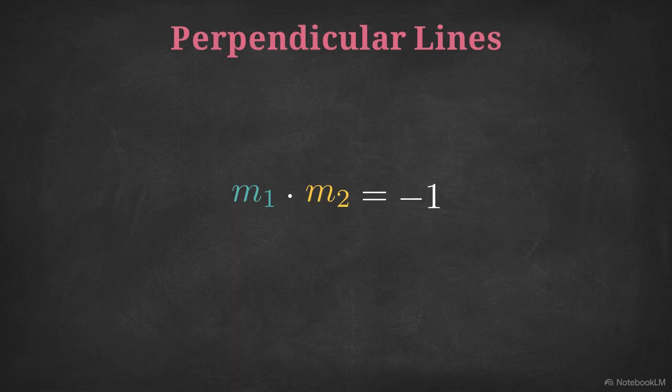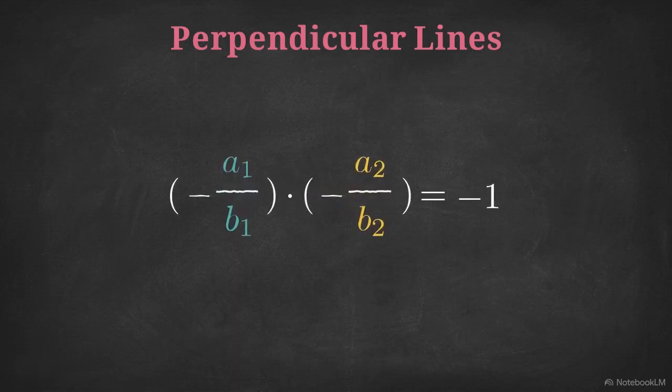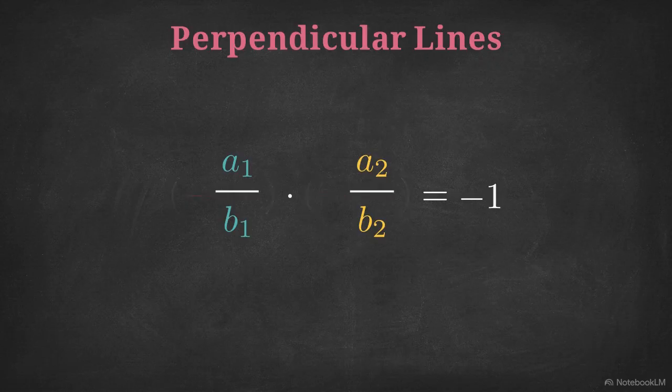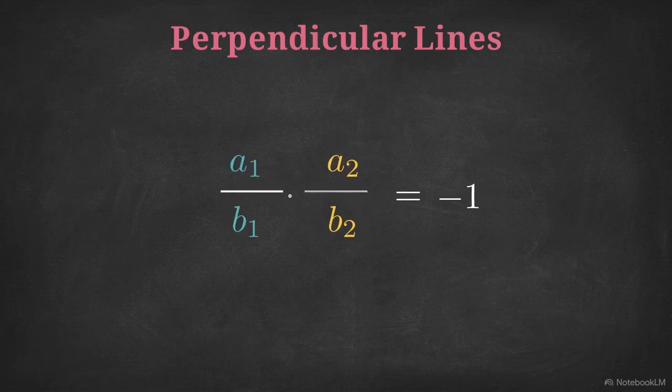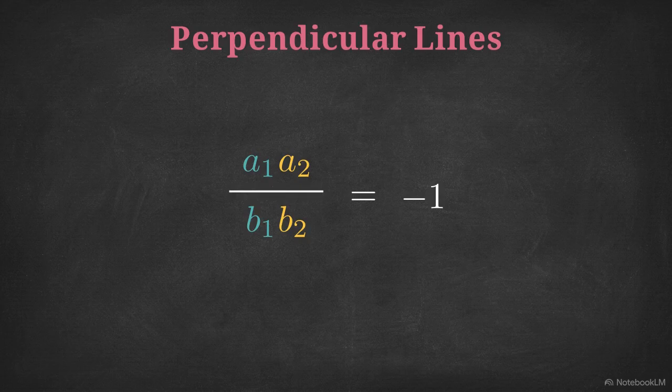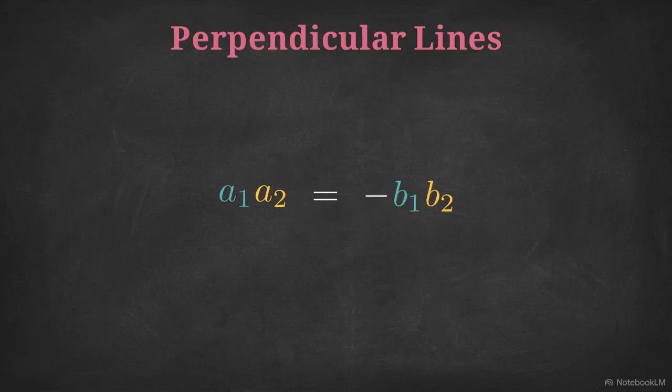Next, we derive the condition for perpendicular lines. When two lines are perpendicular, the product of their slopes is negative 1. Again, we substitute our slope expressions into the equation. Multiplying the two terms causes the negative signs to cancel out. The result is the product of the a coefficients over the product of the b coefficients, which equals negative 1. We clear the fraction by multiplying both sides by b1 b2. This gives us a1 a2 equals negative b1 b2.